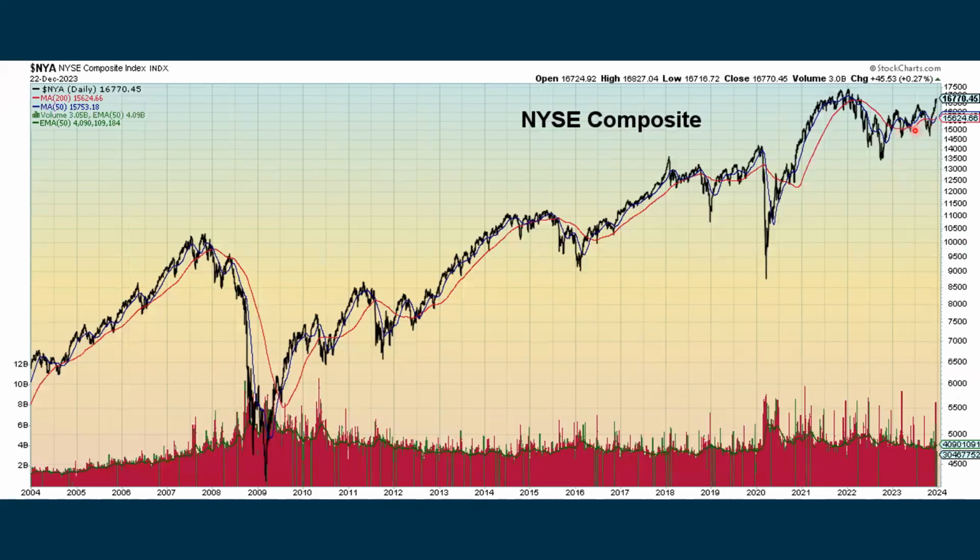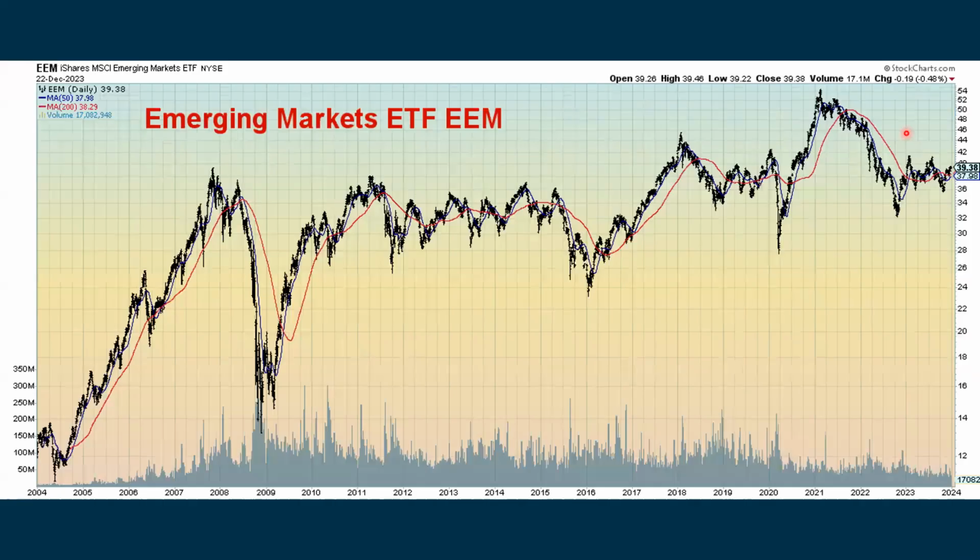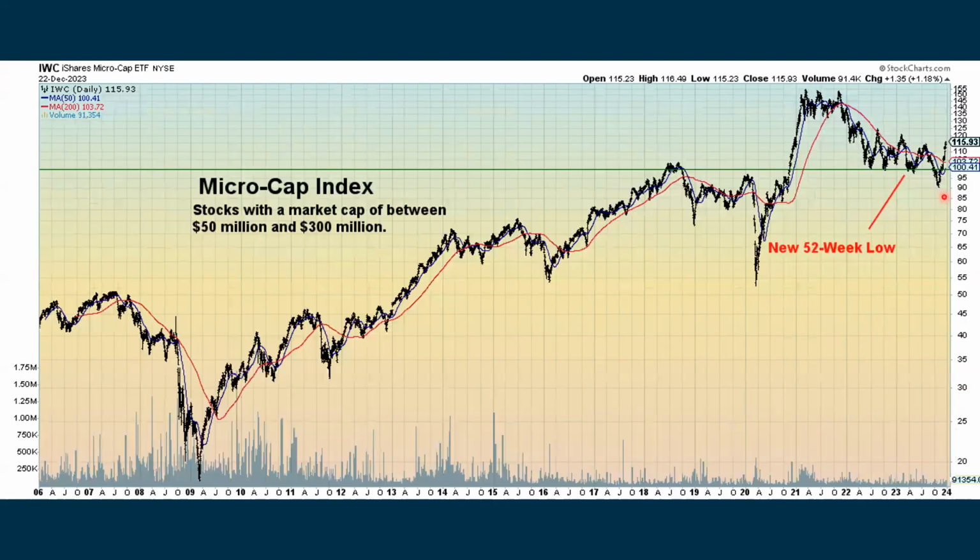The NYSE composite just came back and gave us a recent golden cross here. That's showing a broad-based improvement. All stocks continue to be in an uptrend. Emerging markets are still in a sideways trend. We're showing some improvement, but we're still in a longer-term downtrend as well.